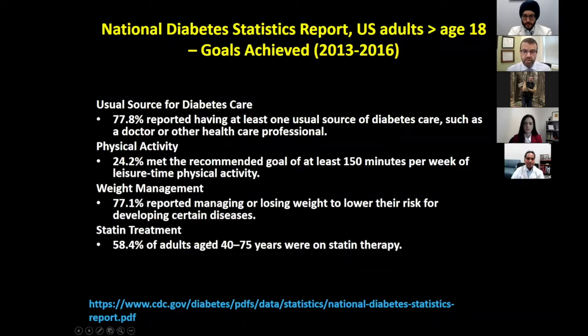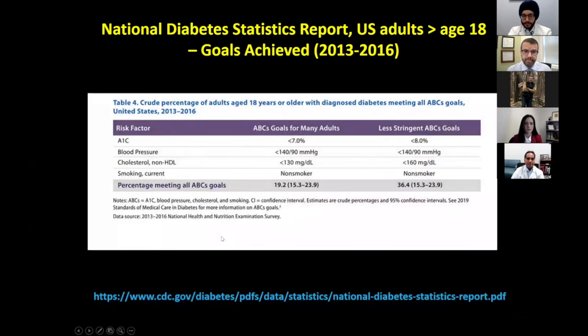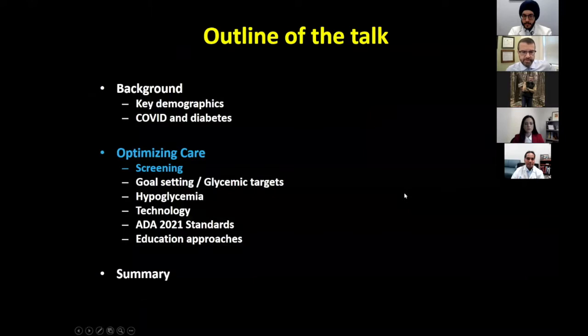And then in terms of statin therapy, nearly 60% of patients with type 2 diabetes reported being on statin therapy. In the same report, looking at achieving all of these goals for patients, the ABC goals, definitely there is potential to improve on these numbers in the future. And if we look at the ABC goals for many adults, we can take either a stringent A1C goal of less than 7% or less stringent of less than 8%, and I'll talk more about that in a moment. But even for the less stringent goals, only about 36% of patients were achieving those. So again, I think there's real potential to get that better for patients with type 2 diabetes.